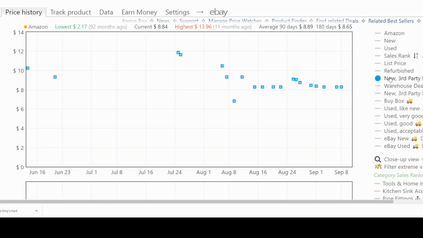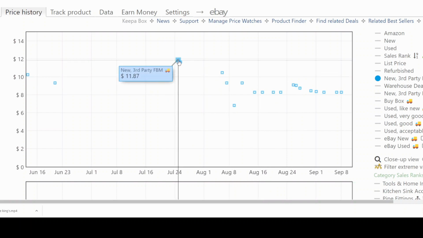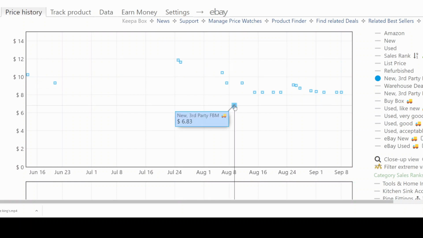New third-party FBM. It is the lowest new price by a third-party seller with fulfillment by merchant, shipping included, displayed as squares. These are your merchant fulfilled orders, shipping included, and you can tell by the blue squares, and you can see how the price has fluctuated over time. At one point in time, a fulfilled by merchant seller was selling this at $11.87, and then at another time $6.83.